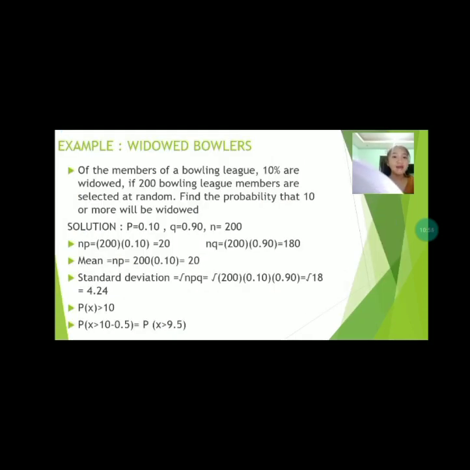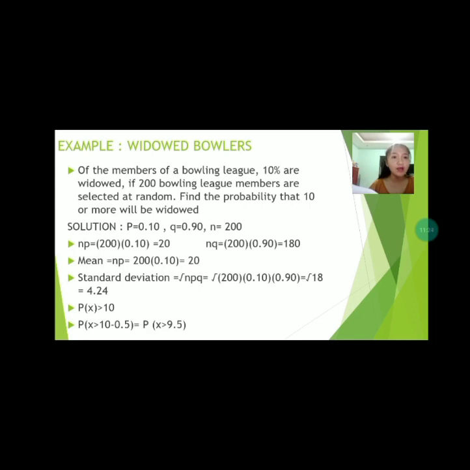So another example is widowed bowlers. Of the members of a bowling league, 10% are widowed. If 200 bowling league members are selected at random, find the probability that 10 or more will be widowed. The solution: P equals 0.10, which is equivalent to 10% in decimal.